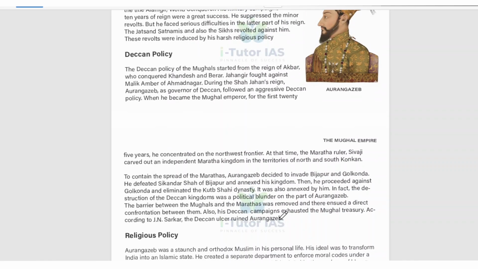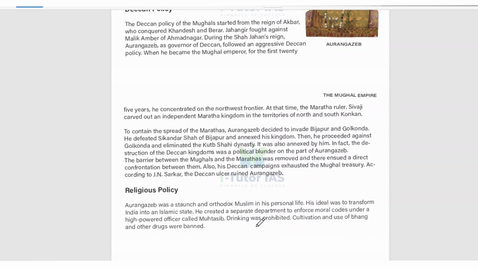Okay. To contain the spread of the Marathas, Aurangzeb decided to invade Bijapur and Golconda. It's on the southern side, and he defeated Sikandar Shah of Bijapur and annexed his kingdom. Then he proceeded against Golconda and eliminated the Qutub Shahi dynasty, and it was also annexed by him. In fact, the destruction of the Deccan kingdoms was a political blunder on the part of Aurangzeb.